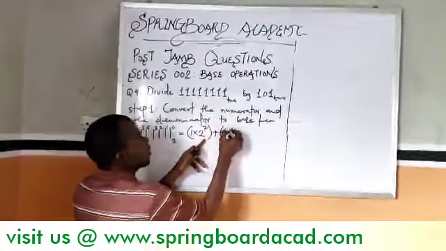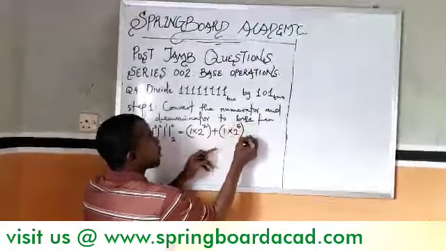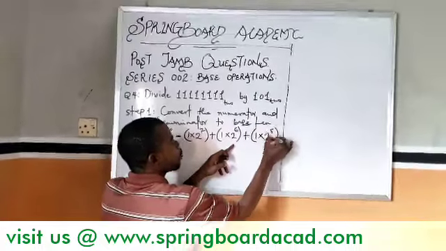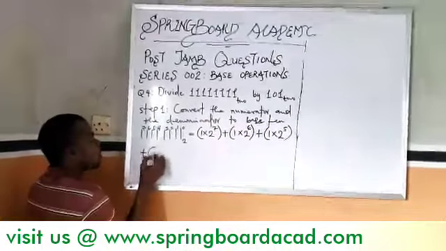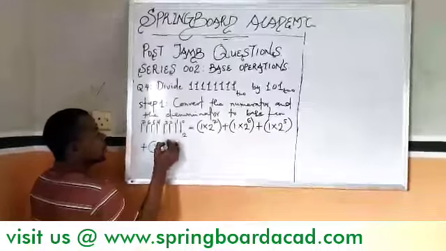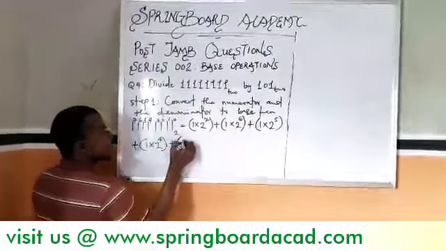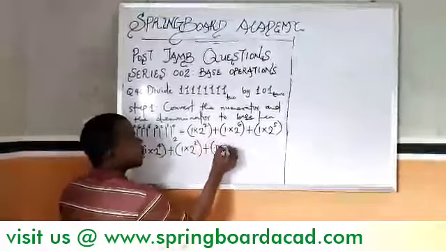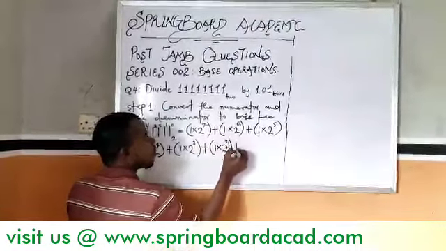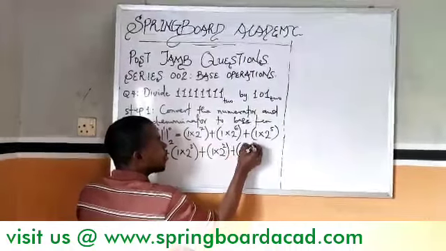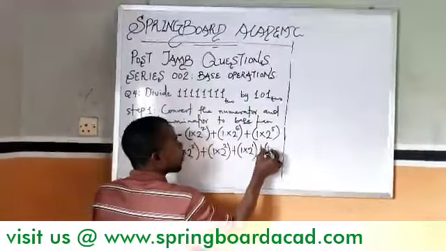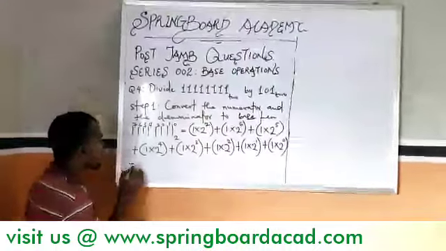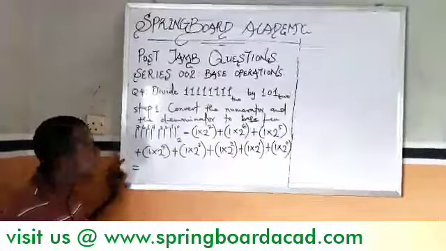Plus 1 times 2 raised to power 6 plus 1 times 2 raised to power 5 plus 1 times 2 raised to power 4 plus 1 times 2 raised to power 3 plus 1 times 2 raised to power 2 plus 1 times 2 raised to power 1 plus 1 times 2 raised to power 0. Now you begin to break them down step by step.